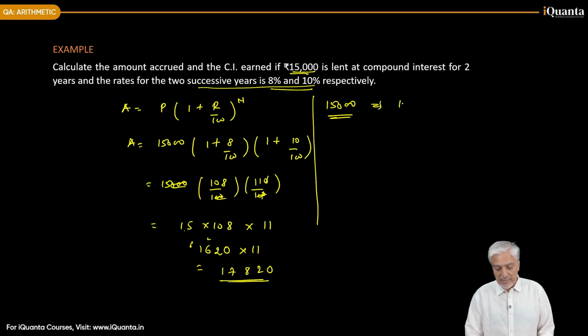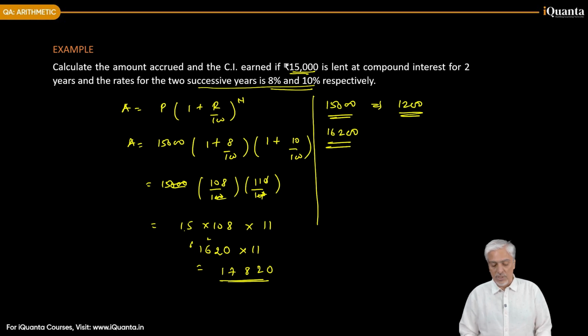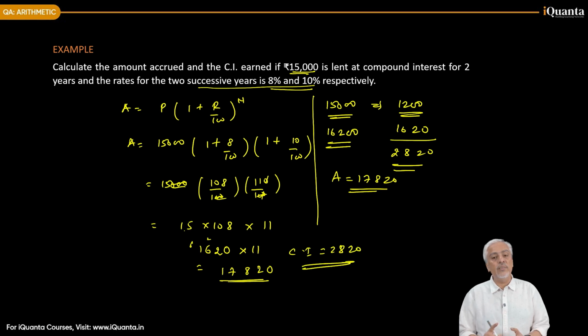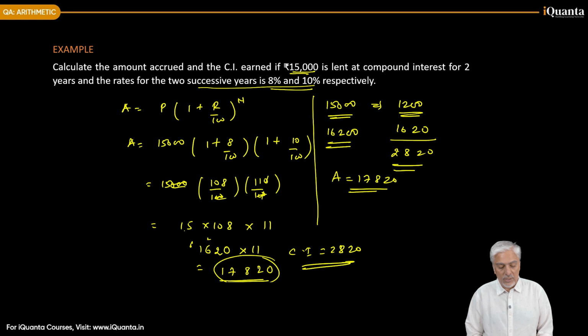So 8% is 1,200. And for the second year, this 15,000 plus 1,200 will become your principal, 16,200, on which you will earn 10%. 10% is always an easy calculation, 1,620. And therefore, your total compound interest will be 2,820. And therefore, the amount will be 17,820. Here also, you would have got the compound interest as 2,820 anyway. So the amount accrued is 17,820 and the compound interest is 2,820.